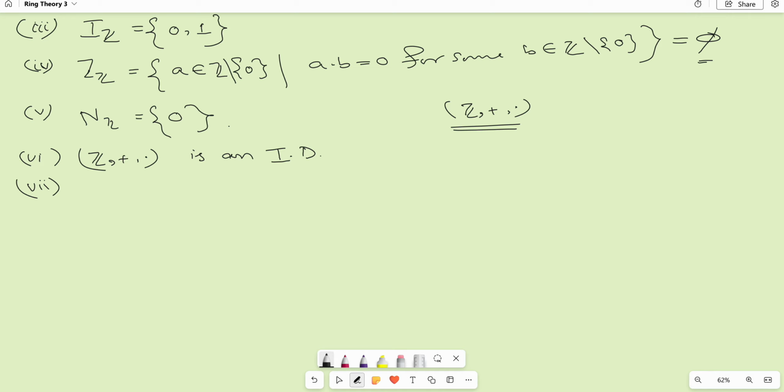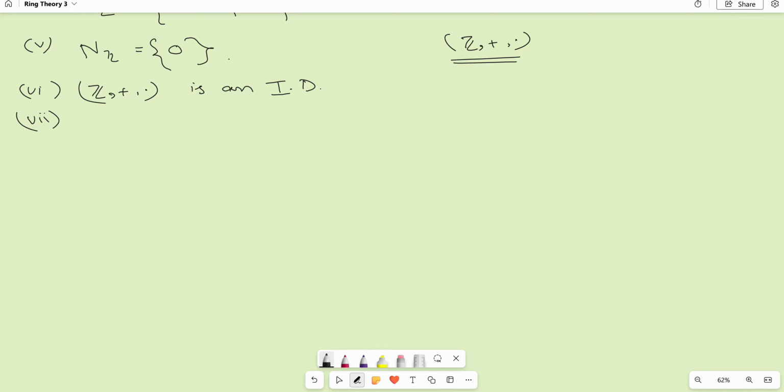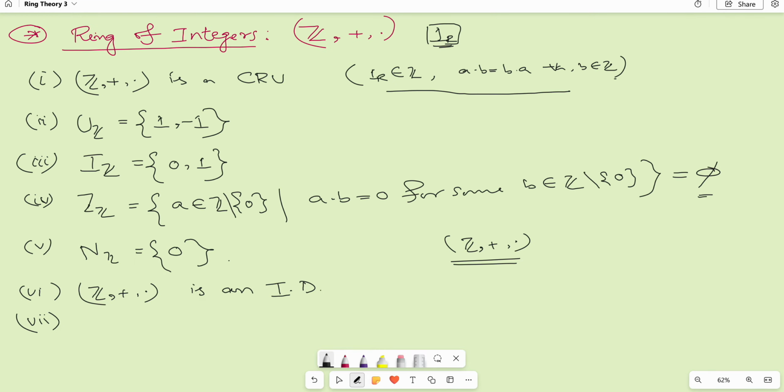Because a ring with unity is called a division ring if every non-zero element is a unit. But what are the units of Z here? Units here are plus minus 1, but other elements are not units. So if every non-zero element is a unit, then we say that Z is a division ring. But here only plus 1 and minus 1 are units.